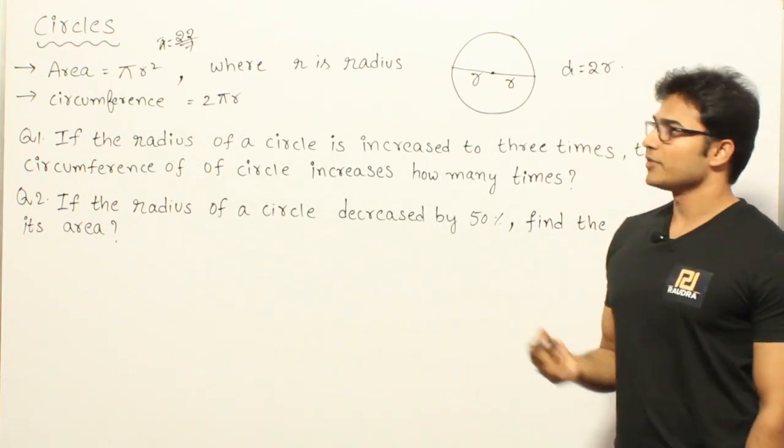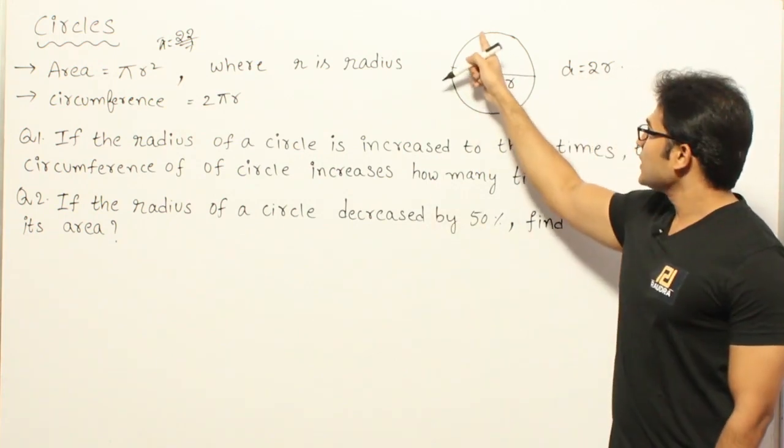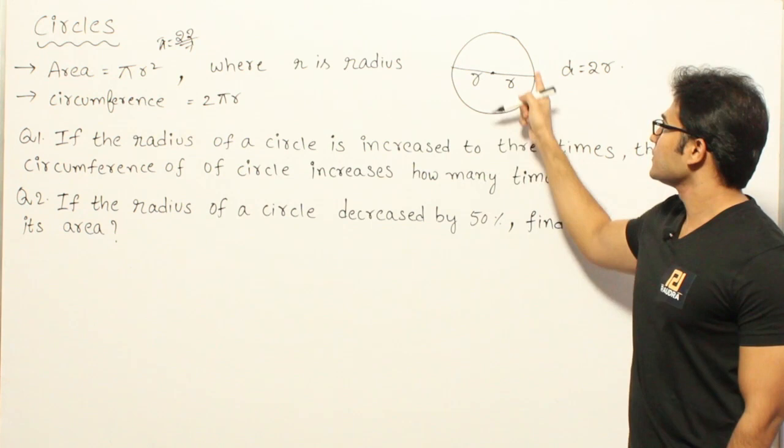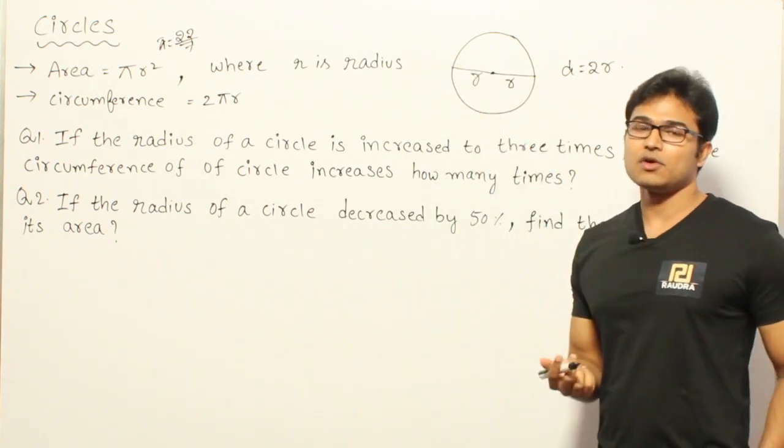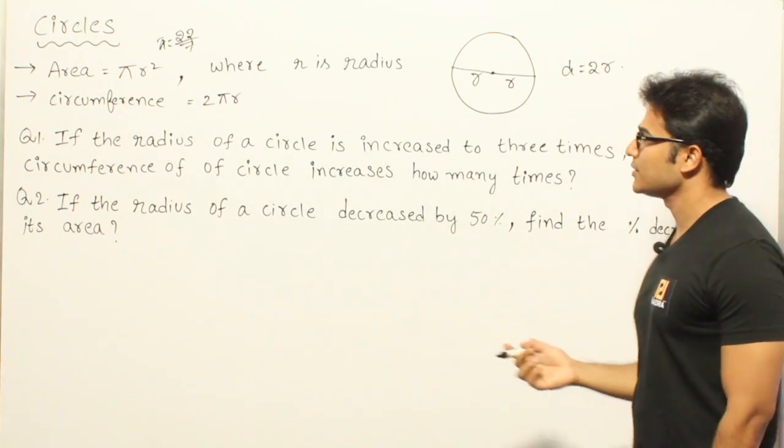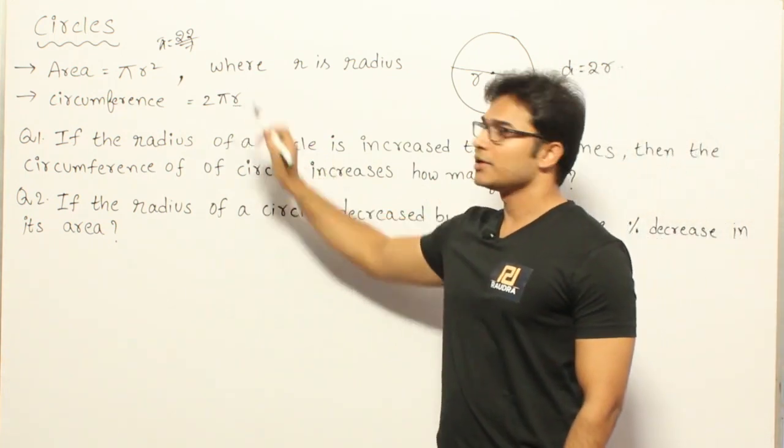And the next one is circumference. Circumference means the length of this total circle, right? So if you open the circle, what is the length of that line? That is called the circumference. Now the circumference here is 2 pi r, where r is the radius.